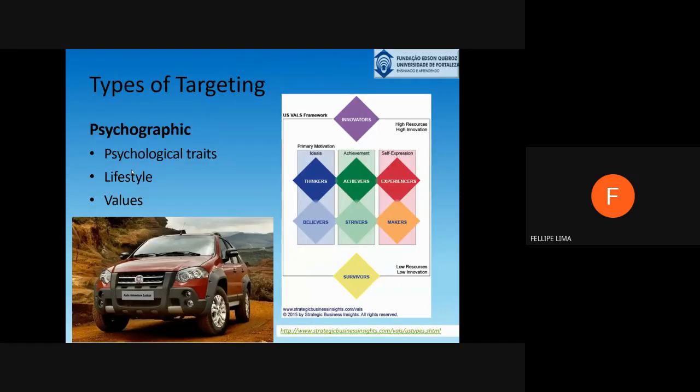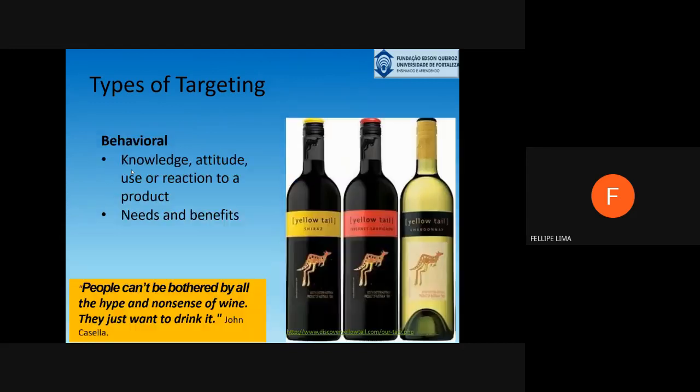Types of targeting, another one: psychographic targeting. That's a little more complex. In psychographic targeting and segmentation, you think about the psychological traits, the lifestyle, the values of your buyer. In behavioral targeting and segmentation, you look at the attitude, the use, the knowledge of your buyer about your product, and the needs and benefits of your product to the buyer.